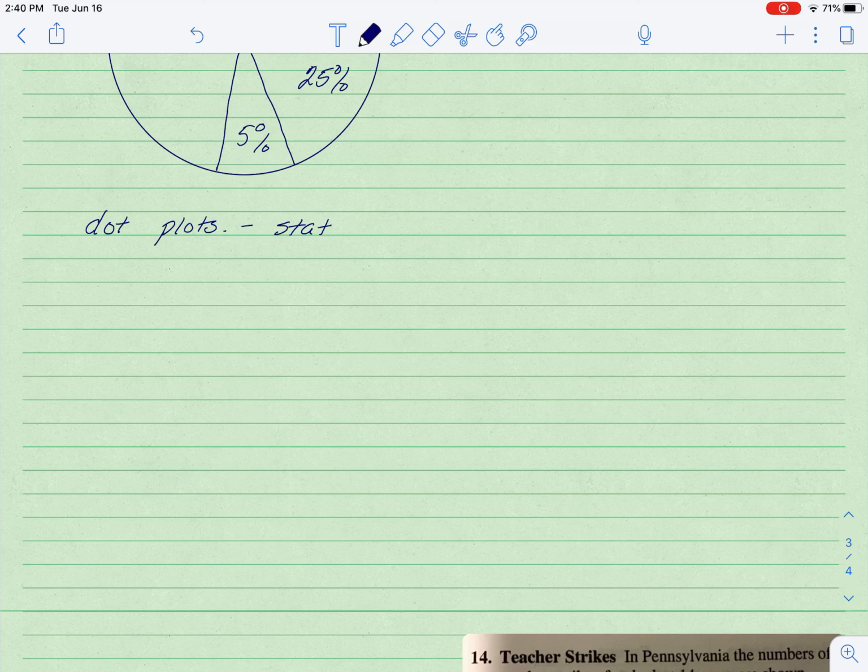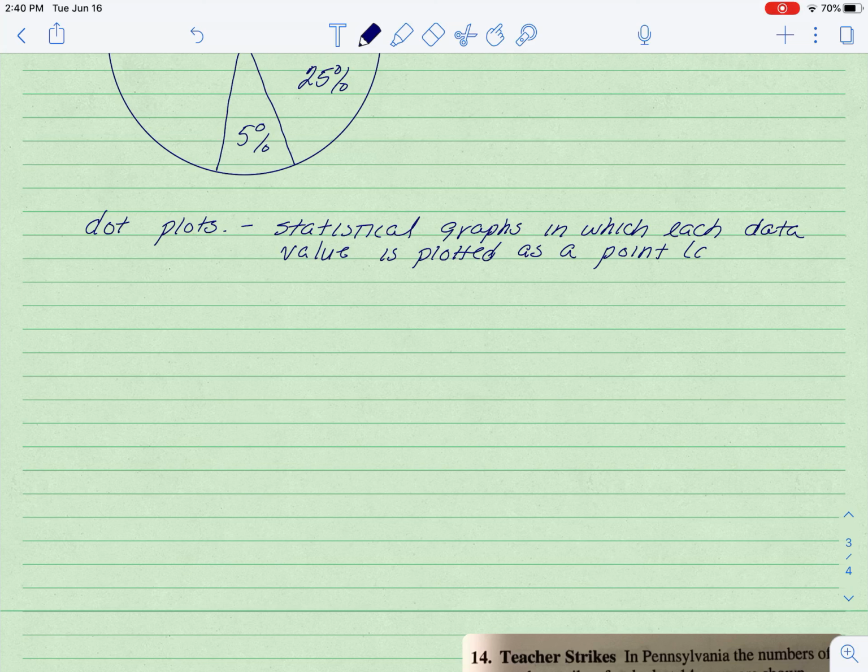Now, dot plots are statistical graphs in which each data value is plotted as a point or a dot above a horizontal axis.